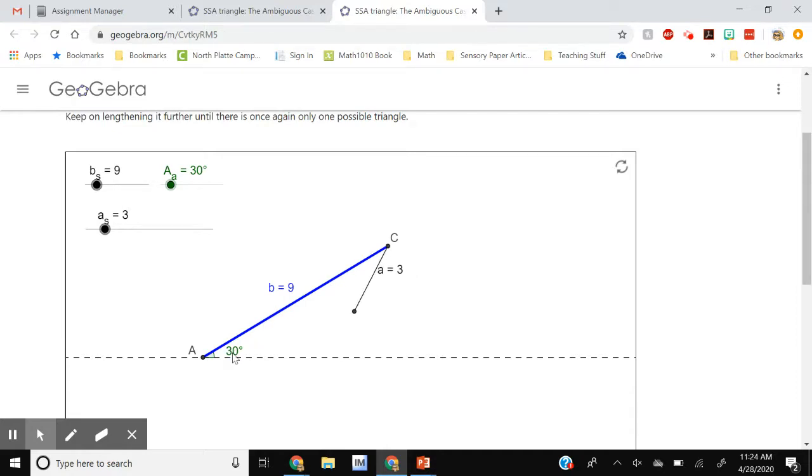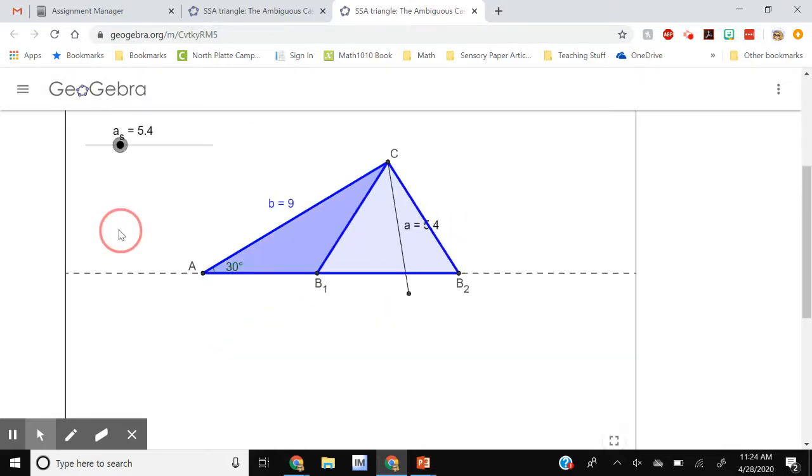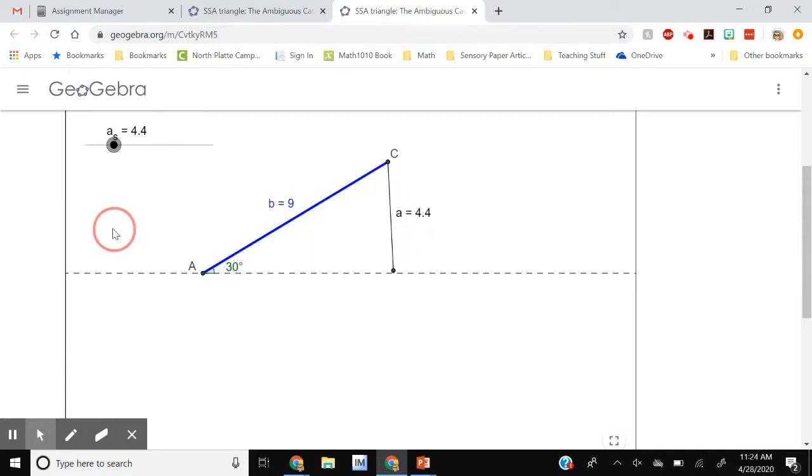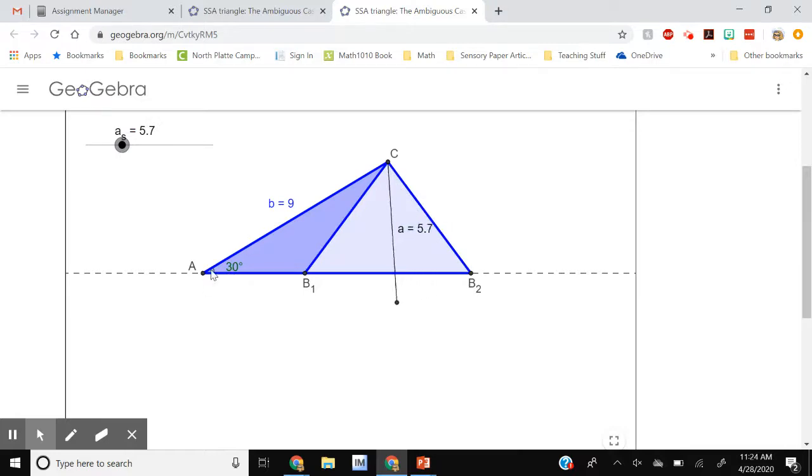So we have an angle right here, we have a side, and then we have another side. So what could happen is, if A is like 4.5, we could get this nice triangle right here. If A is too small, maybe I don't have a triangle at all. Or if A is big enough, I could get two different triangles. See that dark purple triangle there? And then if I swing A out, I get that bigger triangle here.